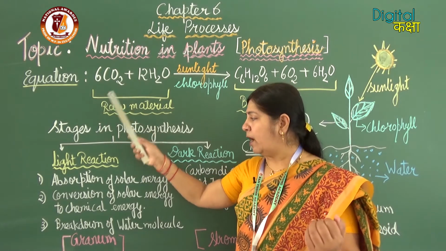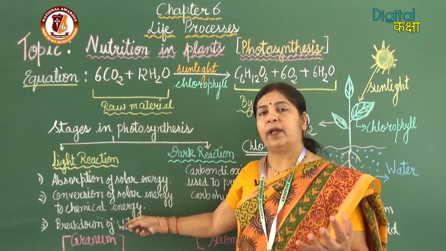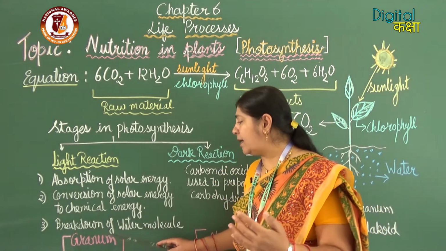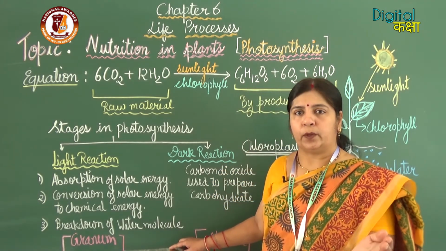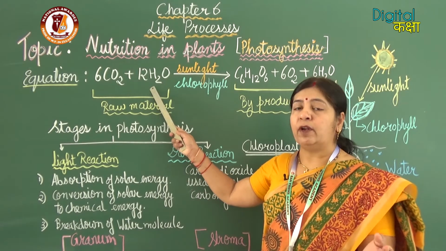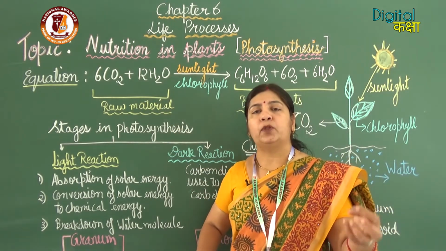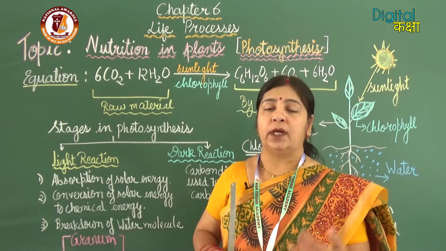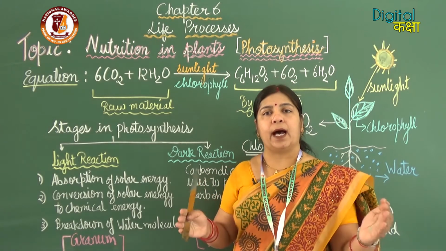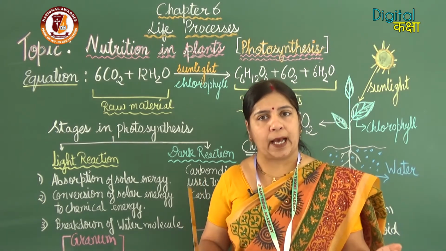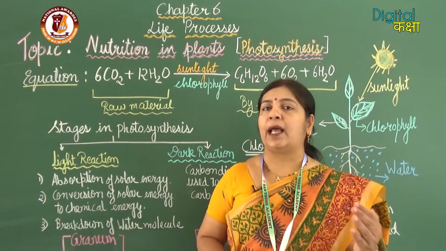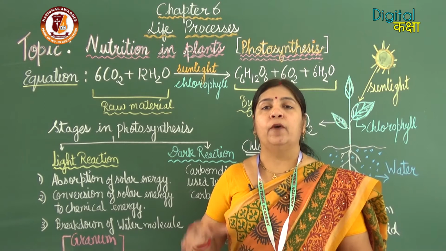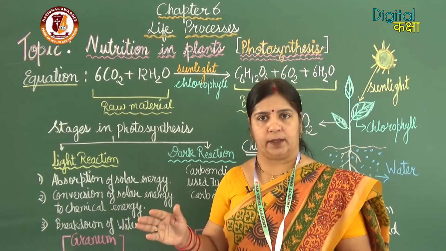be used. Now once the conversion of solar energy into chemical energy takes place, there is the breakdown of the water molecule. The water which is absorbed by the roots for photosynthesis, how is it going to be used? It will be broken down to produce hydrogen and oxygen. And this process is known as photolysis of water.